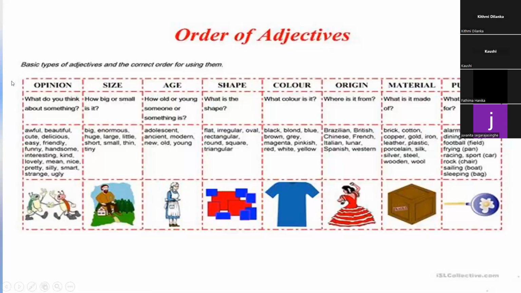The determiner will come first and then the opinion of the person, impression or opinion. Size, age, shape, color, origin or nationality, material, and purpose. Right? So we are not going to have all these seven or eight types of adjectives. There will be only a few, maybe three or four. But depending on this order, we need to put them in the correct order.